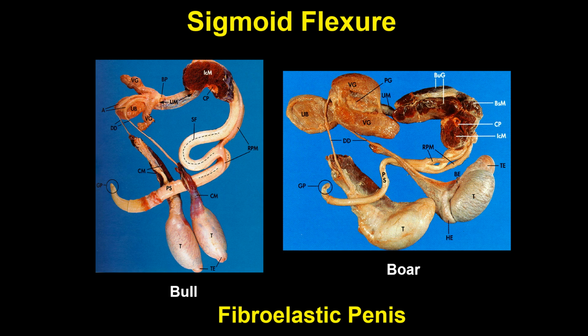This is a diagram of the boar and the bull reproductive tract, showing the presence of the sigmoid flexor in the middle of the penis, which is described to be a bend in the penis. As the penis becomes erect, the sigmoid flexor will straighten out with, of course, the help of the retractor penis muscle shown in the diagram. This muscle will relax during erection to extend the penis.